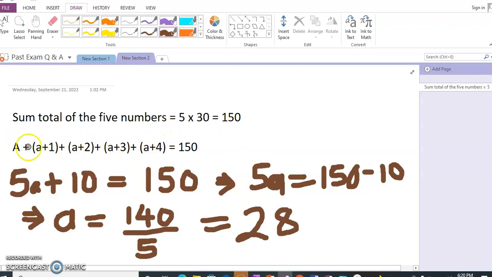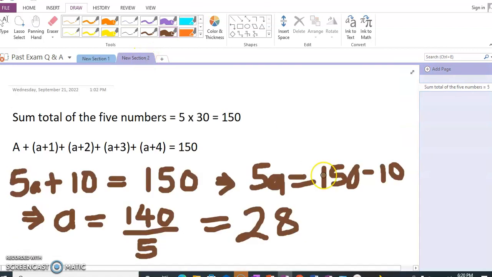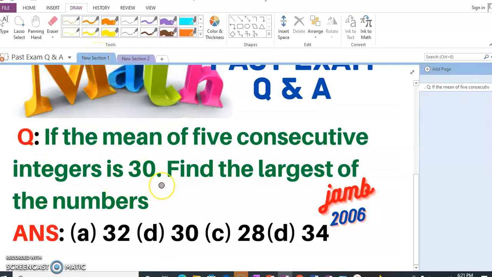Now we have been able to understand and find this variable called A. Now if A is 28, let's look at the question again. It says find the largest of the numbers. There are 5 numbers, and the variable A that we're looking for is adding up one by one. Having found A, which particular number is the biggest among those 5 numbers that produce 30 as the mean? Am I right? Yes, that produce 30 as the mean of those 5 numbers.